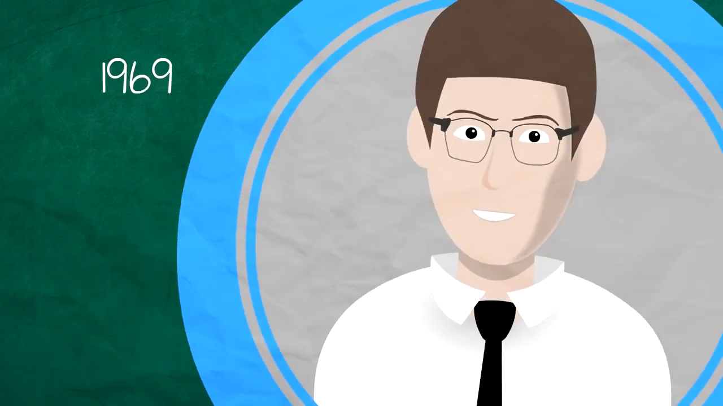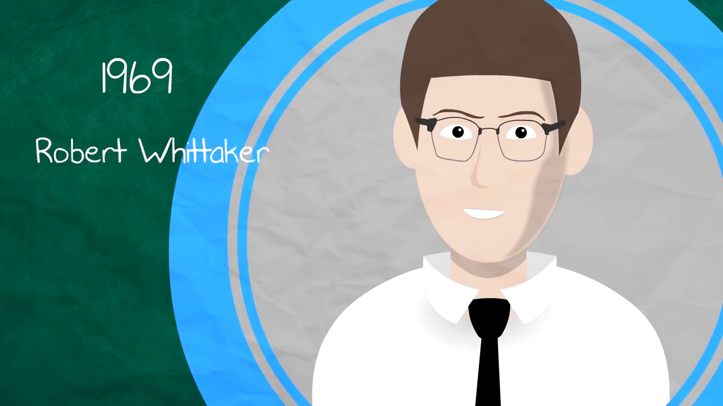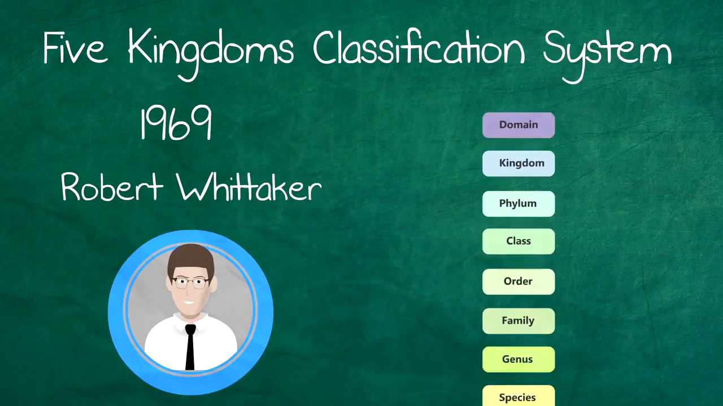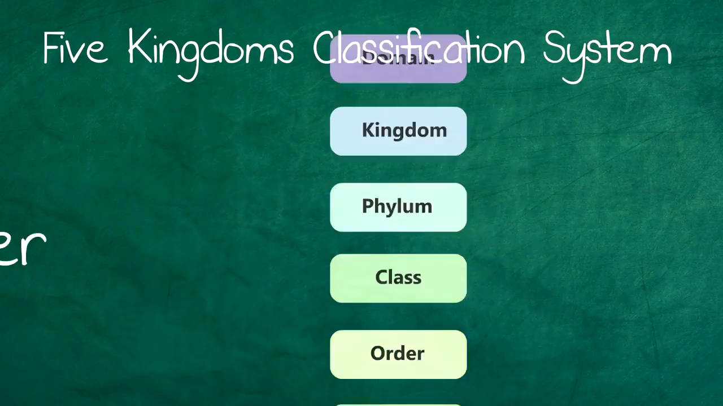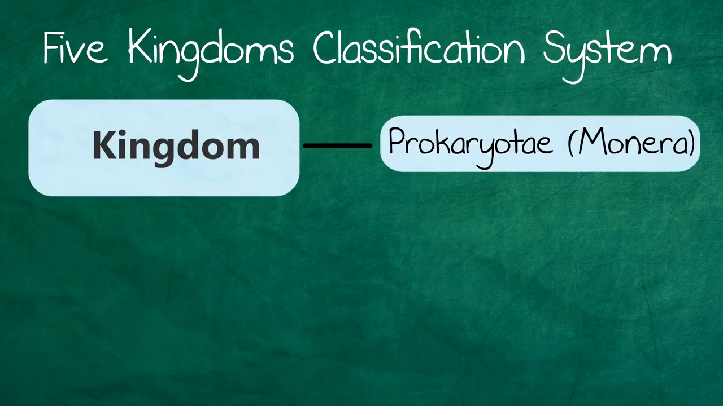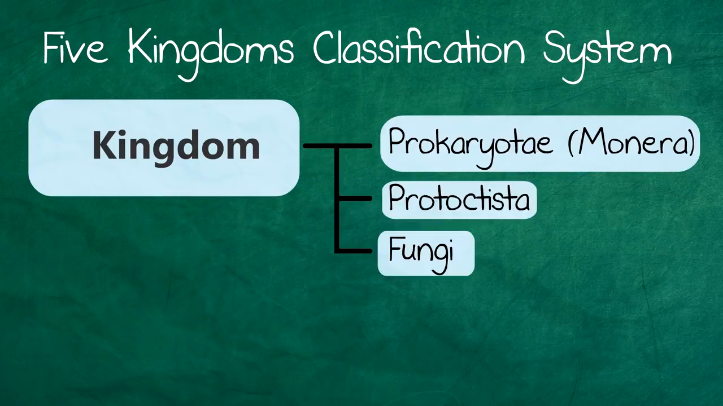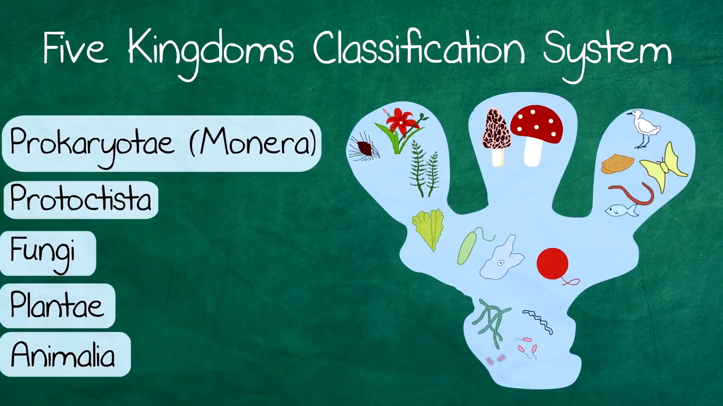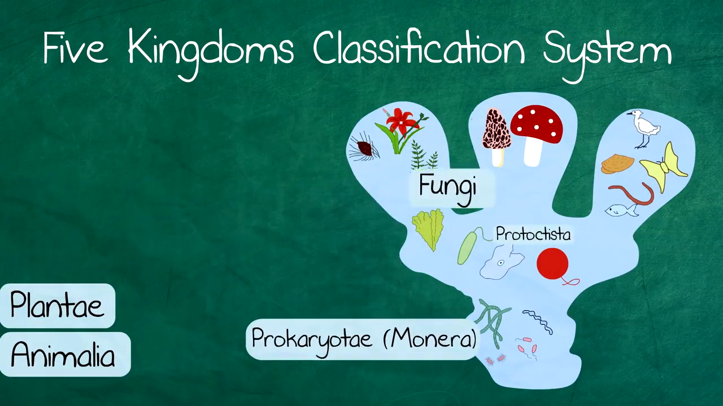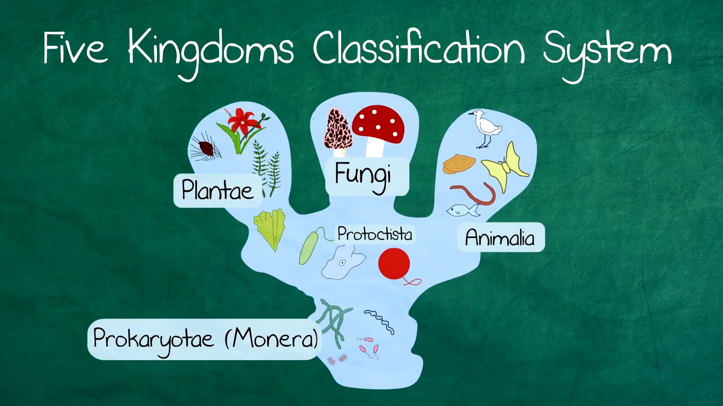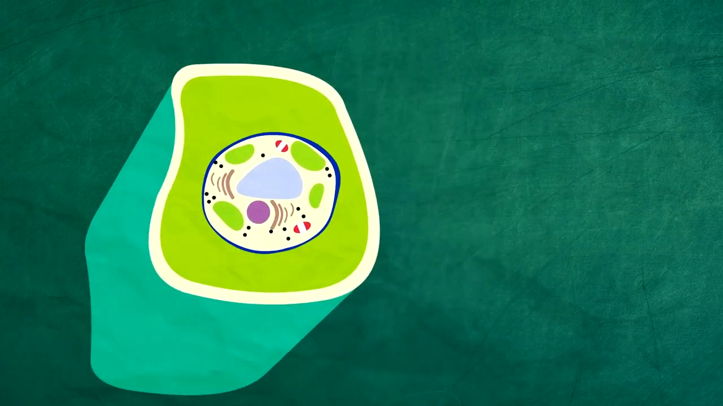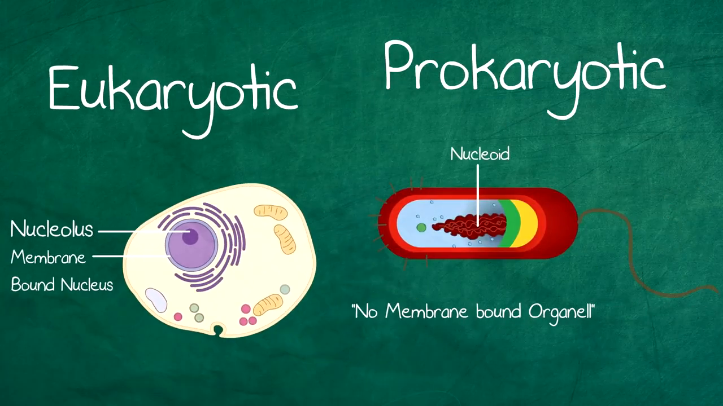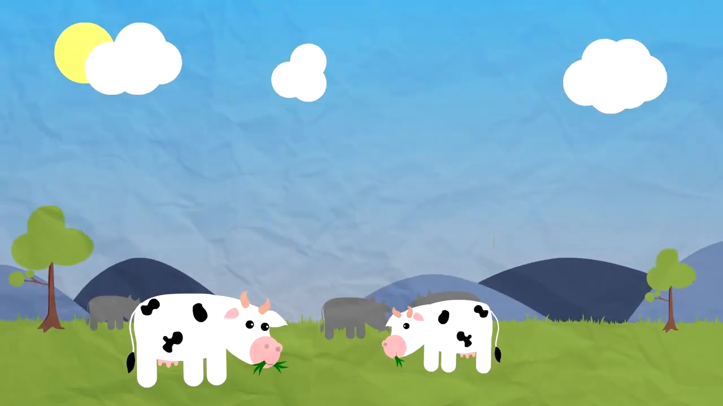In 1969, an American plant ecologist called Robert Whittaker introduced a 5 kingdoms classification system with the following 5 kingdoms: Prokaryota, protoctists, fungi, plantae, and animalia, which was mainly based upon differences in nutrition. Each kingdom has characteristic features so that an organism can easily be assigned to one of the kingdoms. These characteristics are based on cell walls, whether they are eukaryotic or prokaryotic, and on the way they get nutrition.